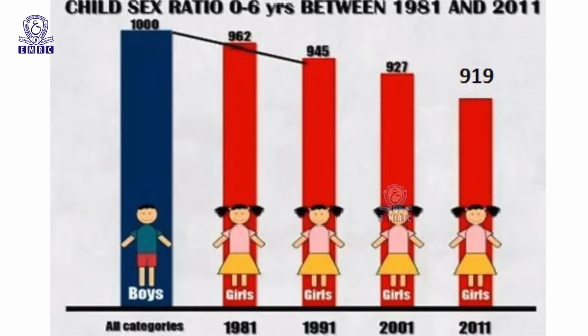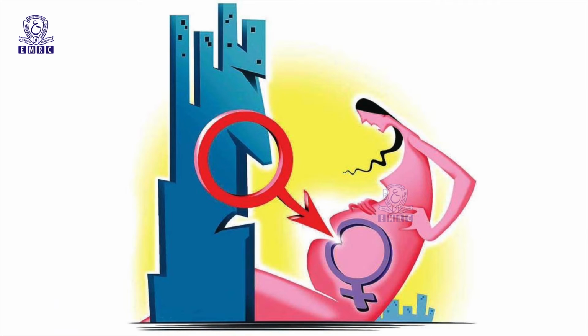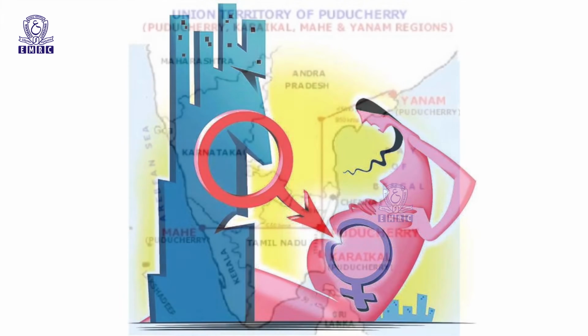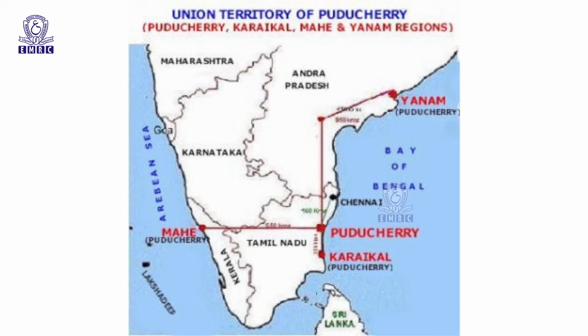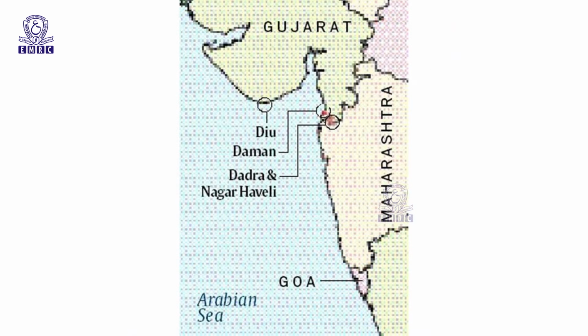The child sex ratio has continuously declined from 976 in 1961 to 918 in 2011. It is a cause for concern to our leaders, planners, and the government. In fact, it is indicative of female feticide. Among the union territories, Puducherry has the highest sex ratio, while Daman and Diu has the lowest with 618 females per 1000 males, and Chandigarh with 818 females per 1000 males, as per the 2011 census.